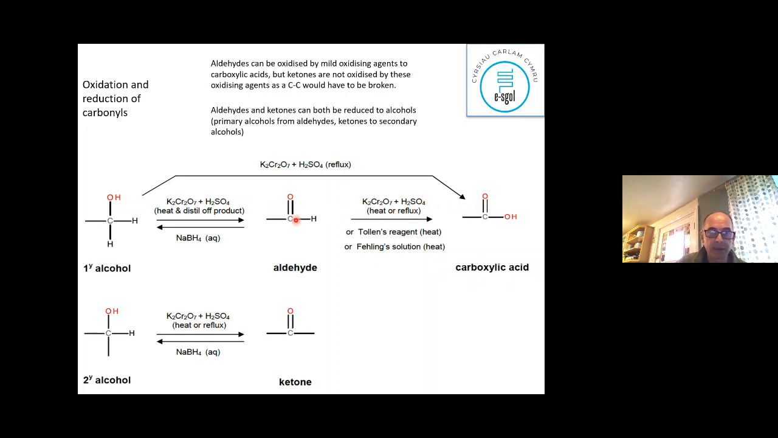Aldehydes can be reduced to primary alcohols. Aldehydes can be oxidized to carboxylic acid, or when we look at some of the tests for aldehydes, Tollens' reagent and Fehling's solution also oxidize the aldehyde to carboxylic acid. Secondary alcohols are oxidized to ketones. Ketones can then be reduced to secondary alcohols.